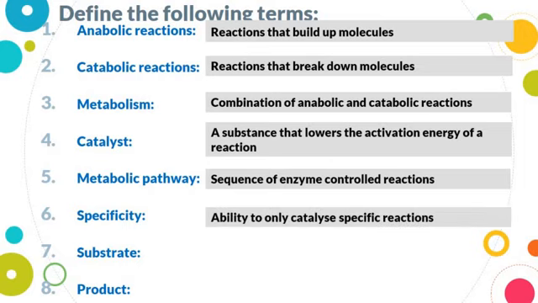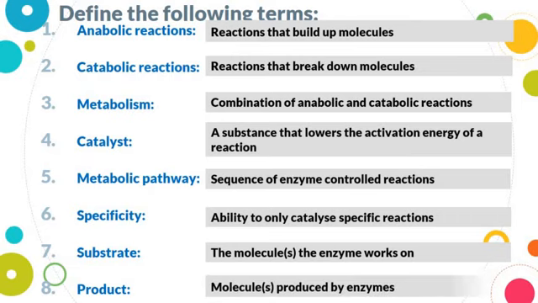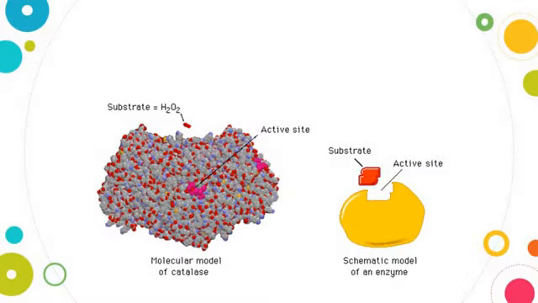Specificity describes the ability to only catalyze specific reactions, so only certain types. Your substrate is the molecules that the enzyme works on, and your product is the molecules produced by the enzymes. Let's look at the enzyme's shape next.